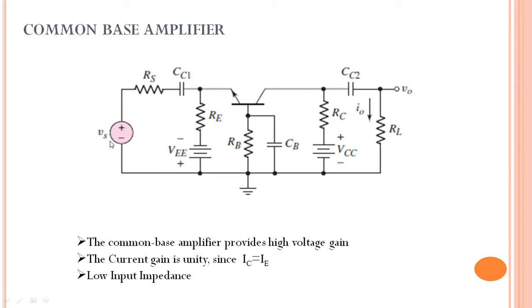The input source Vs is connected to the emitter of the transistor through the coupling capacitor C1, and the output is obtained from the collector of the transistor through the coupling capacitor C2. This common base amplifier will provide a very high voltage gain, and the current gain will be unity because the collector current will be equal to the emitter current. So it offers a unity current gain, it can be used as a current buffer circuit, and it offers low input impedance.